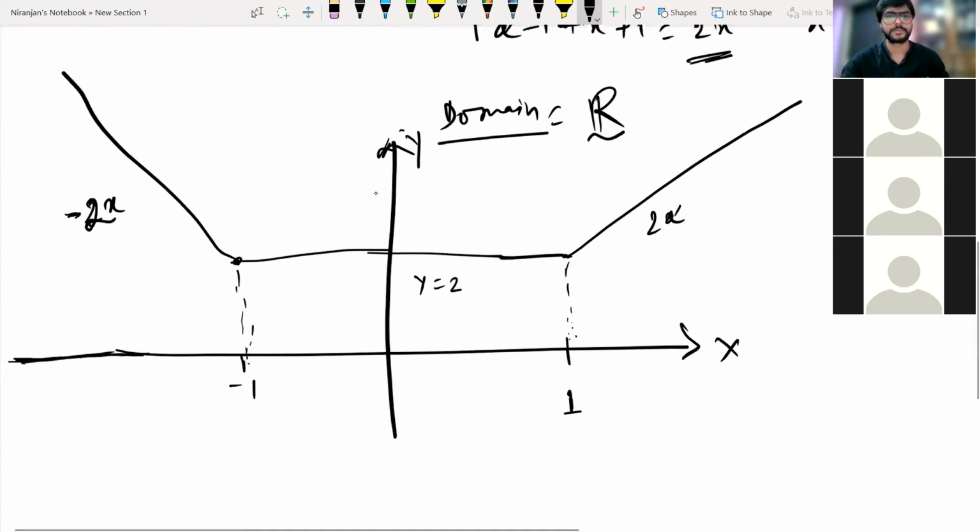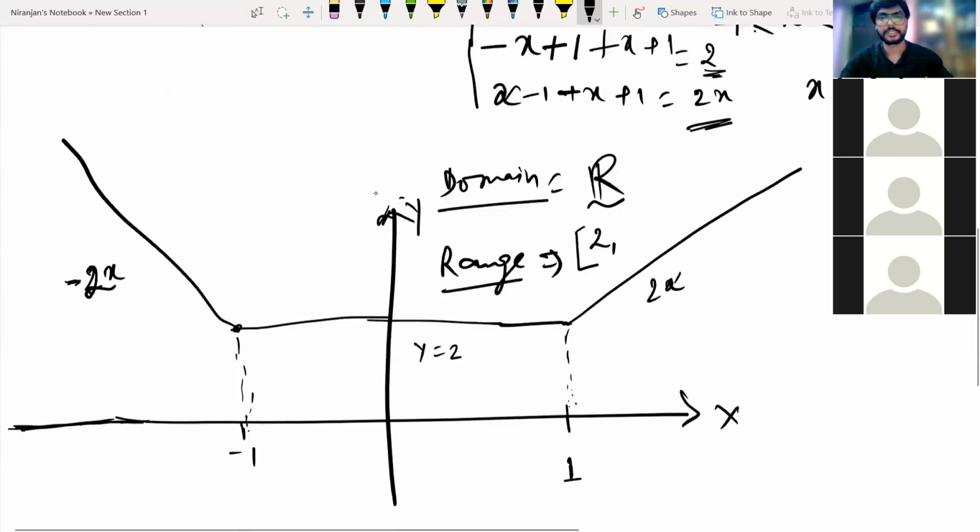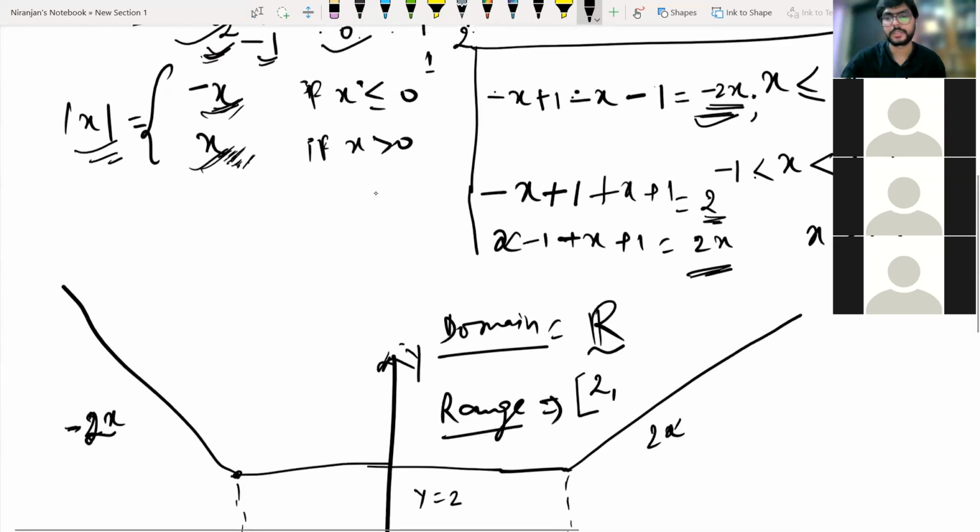So what about range? One way to find range is using the graph that you can see. Another way is using the function. This is a polynomial function. This is also a polynomial function with degree 0. This is also a polynomial function. So maximum it can go to infinity and minimum it can go to 2. As simple as that. How beautiful this is.